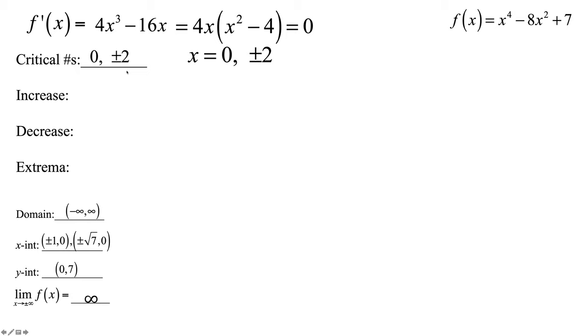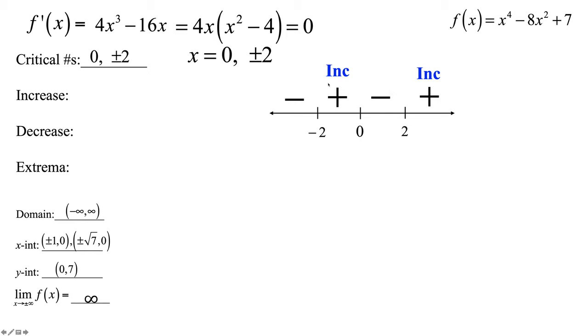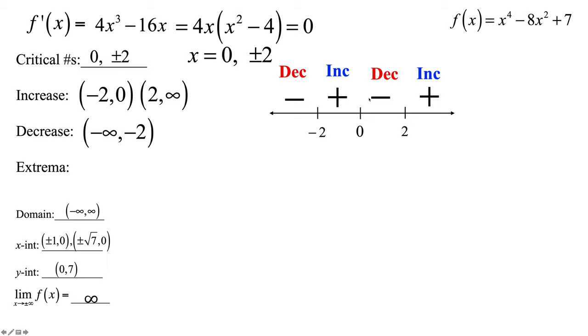Again, like we said, we'll make a number line, put your critical numbers in numerical order, look at your first derivative. Your leading term is a positive 4x cubed, so your right-hand behavior is positive, then negative, then positive, then negative. Because these all occurred once, you're going to have alternating signs. You're increasing where it's positive, decreasing where you have those negatives. So writing your intervals for increasing: negative 2 to 0, and 2 to infinity. Decreasing: negative infinity to negative 2, and 0 to 2.